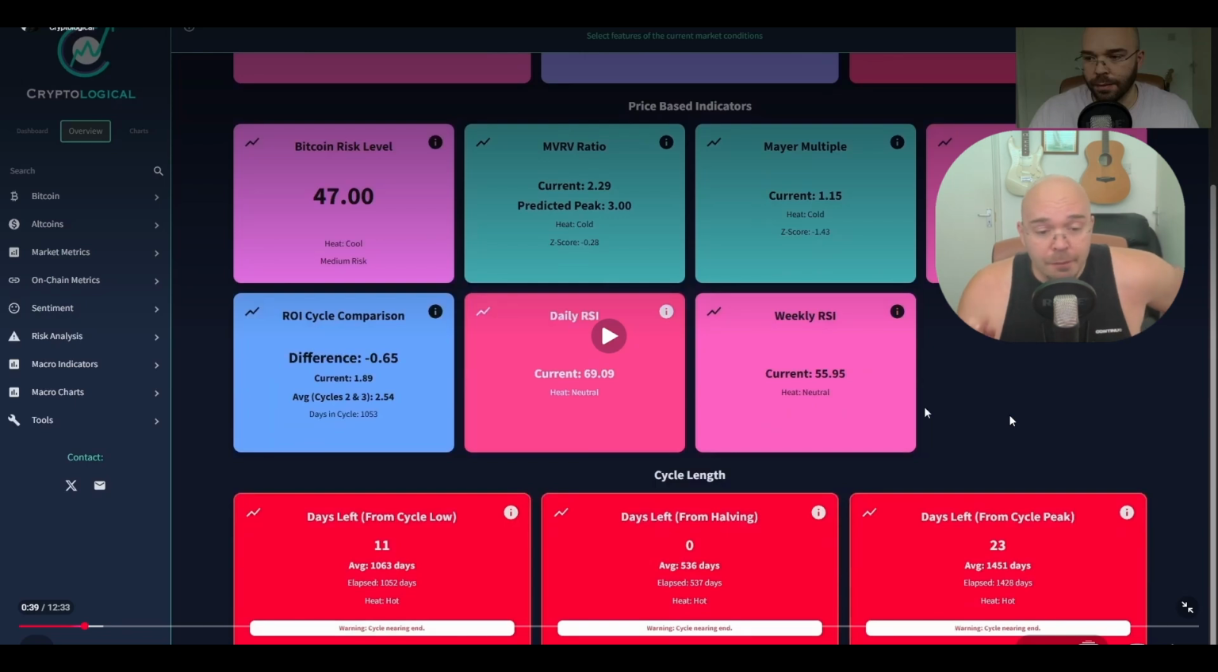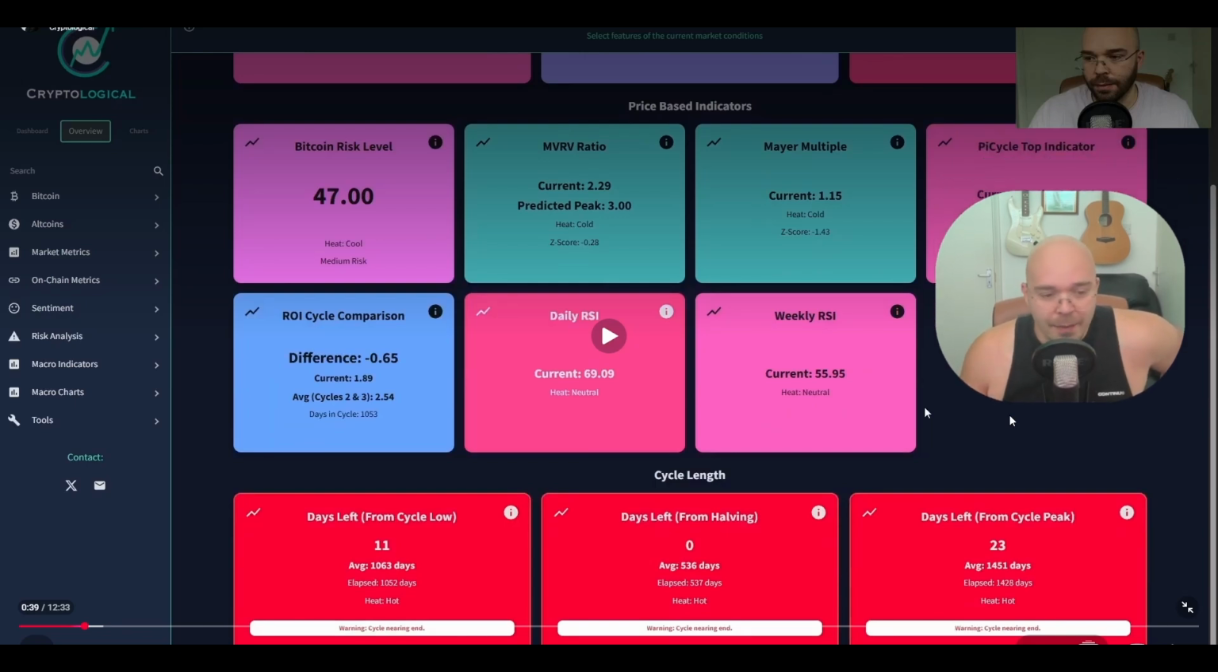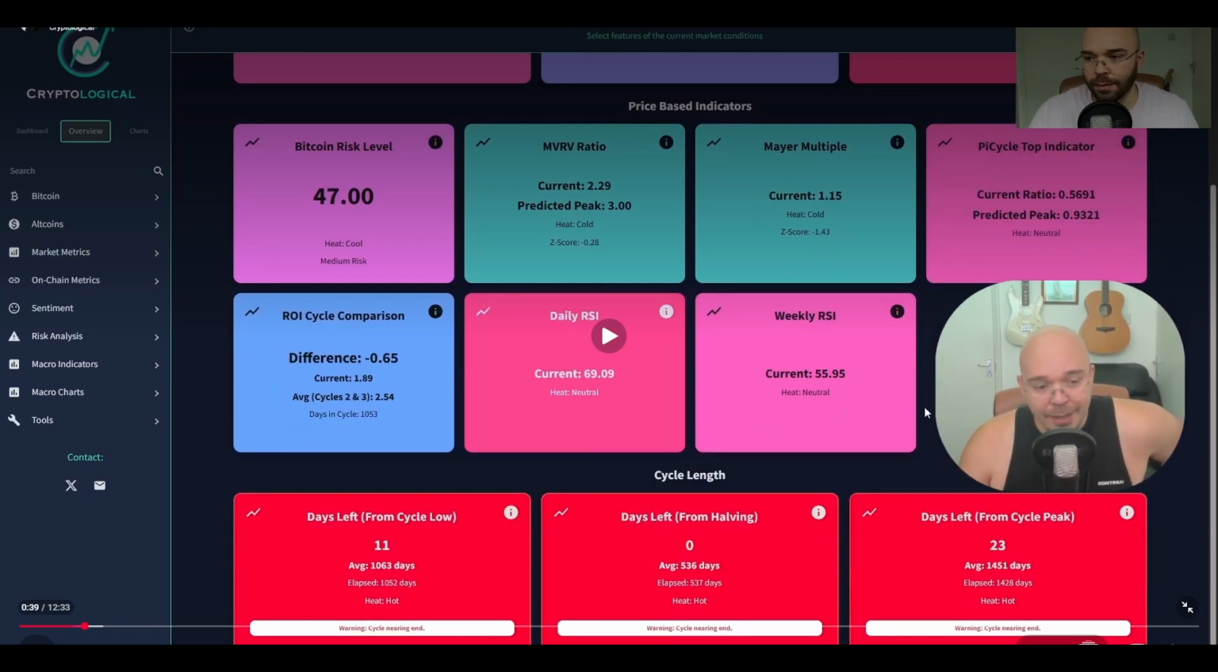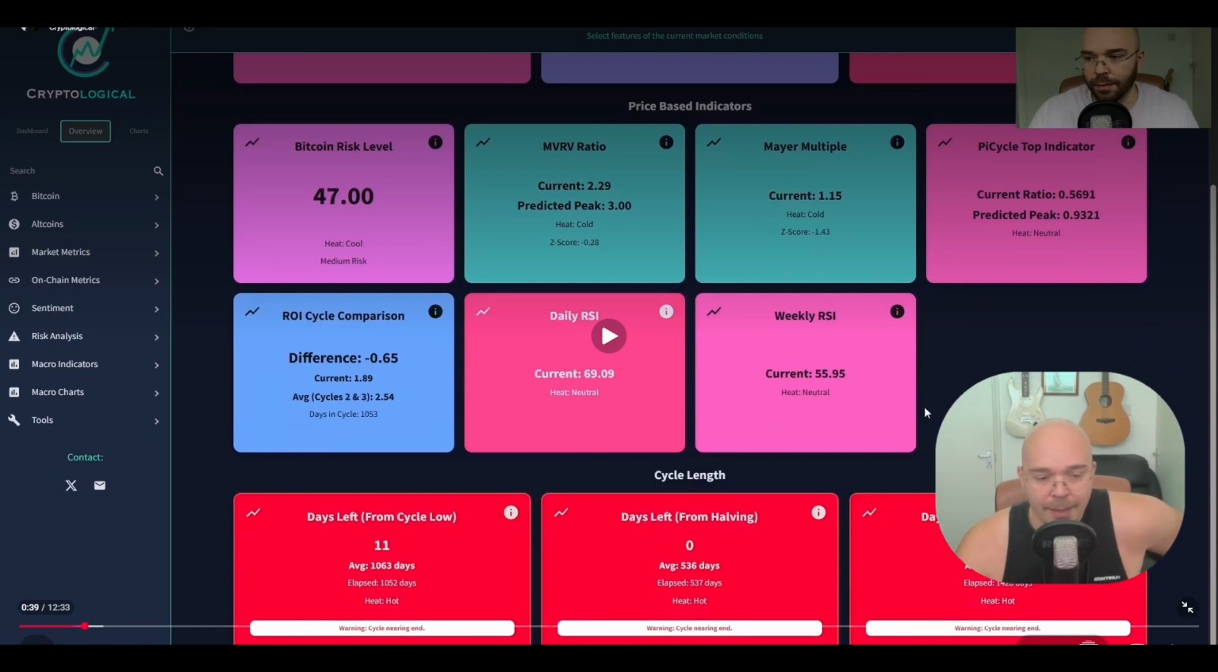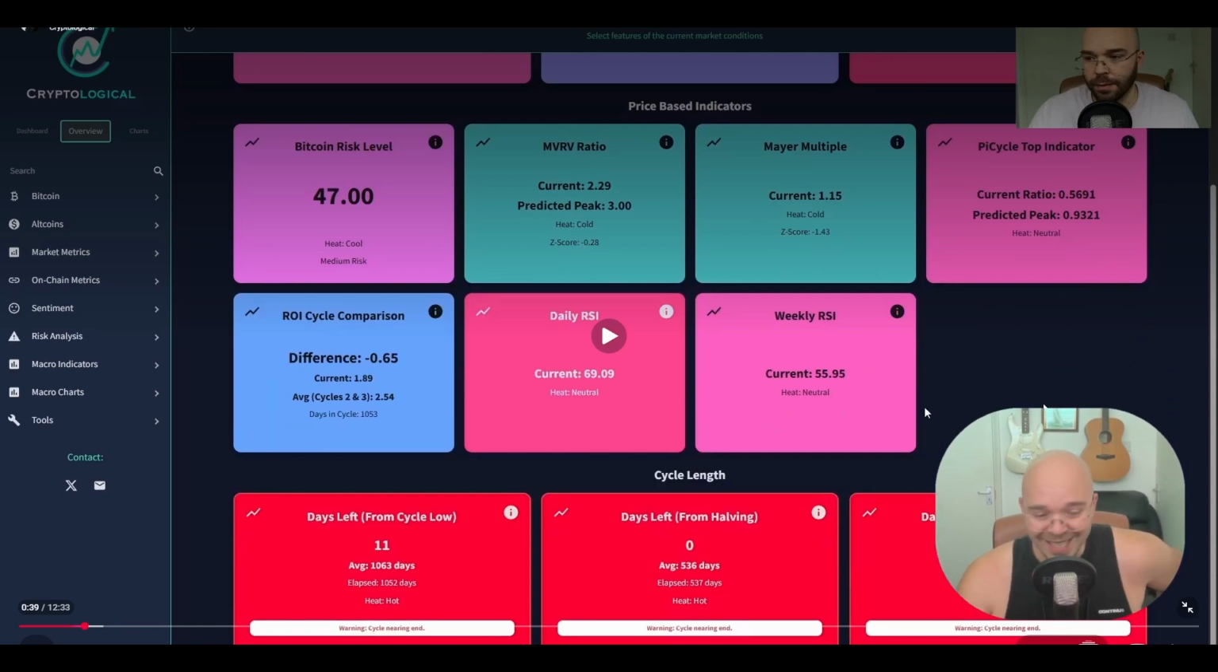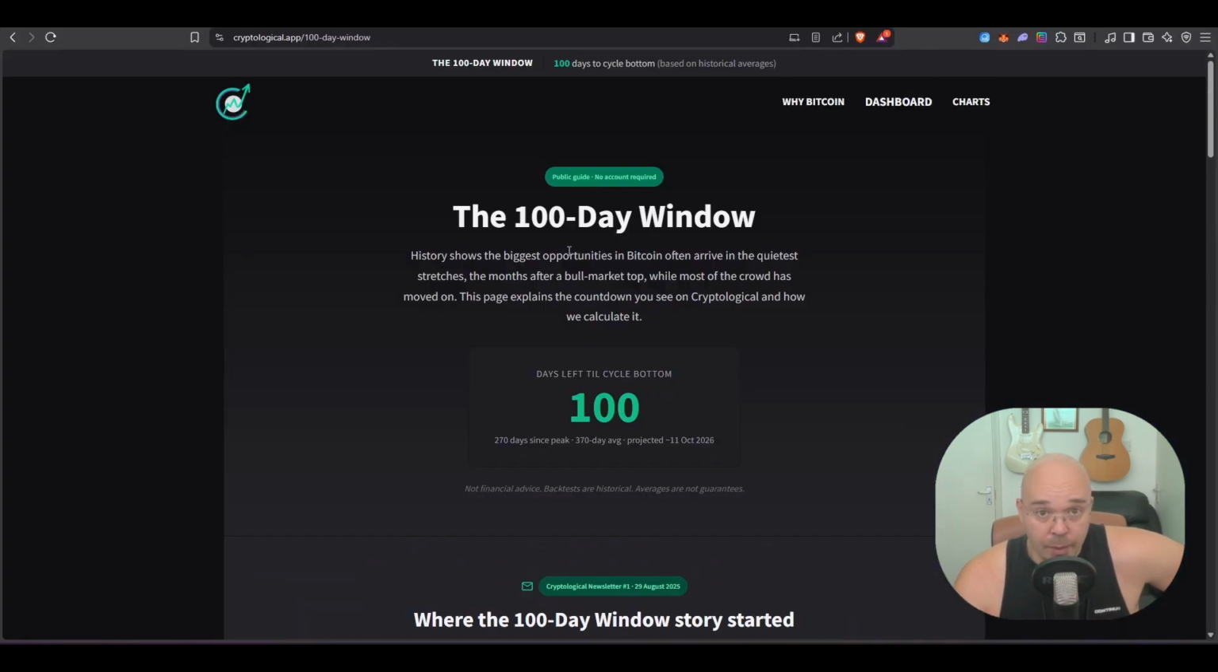And you know what? If people were looking at this and knew about this website and I'd marketed it properly, maybe they could have used it to help them not lose any more money at that point, even though I didn't really use it myself. But that made me think the cycle length indicators are actually important. And that is why I created the 100-day window.